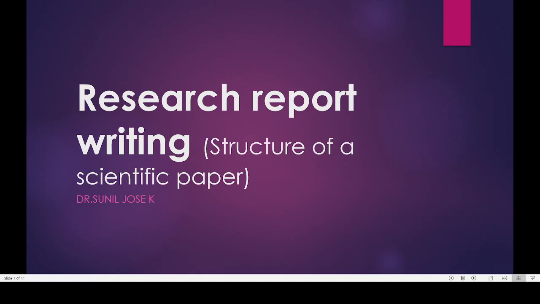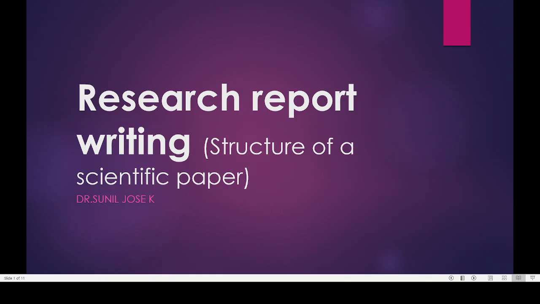So here, this is another important section in the use of a research, because after conducting a research, we will be getting some data or some findings. That findings we have to publish in some journal, some book, etc. That aspect is known as research report writing.